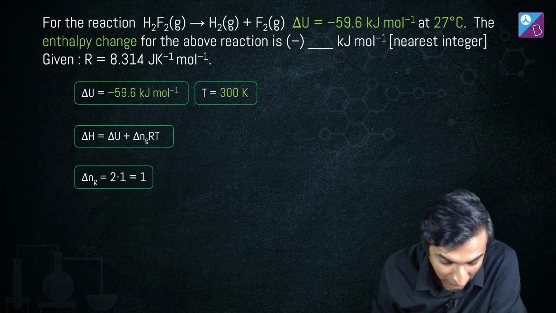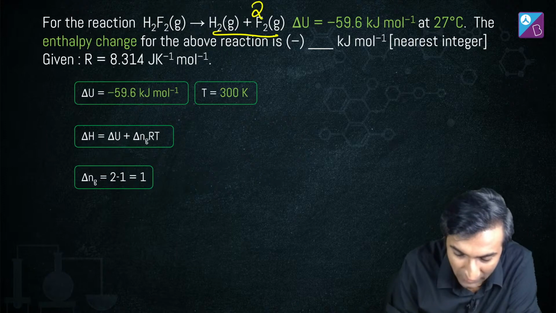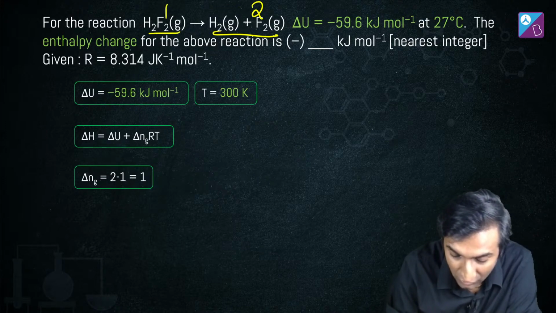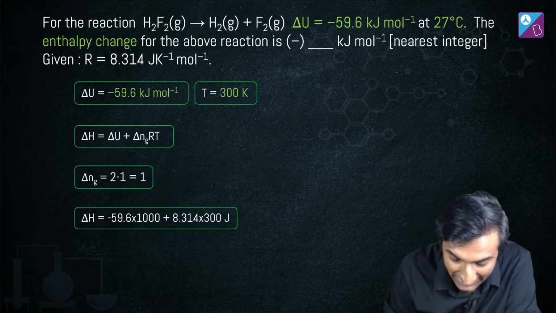Khair, I'm going to go ahead and solve this for you. Delta NG is simply going to be equal to 1. JEE loves you guys. इतना simple सवाल दे रहा है आपको. Yeah, यहाँ पे 2, यहाँ पे 1. 2 minus 1 is simply going to be equal to 1. Okay. So all you got to do is add them up.